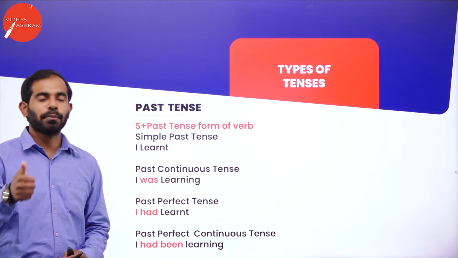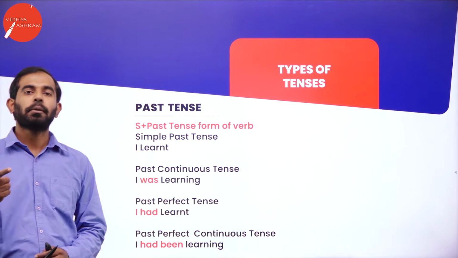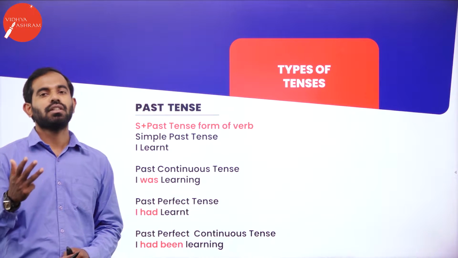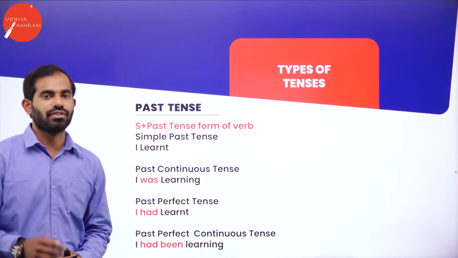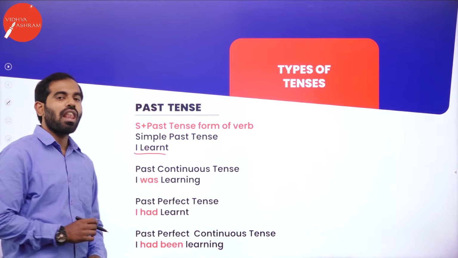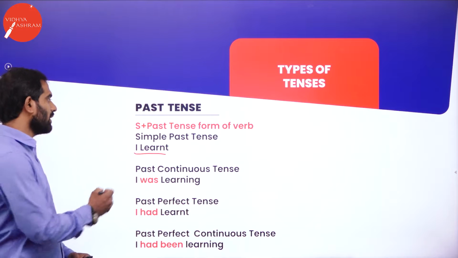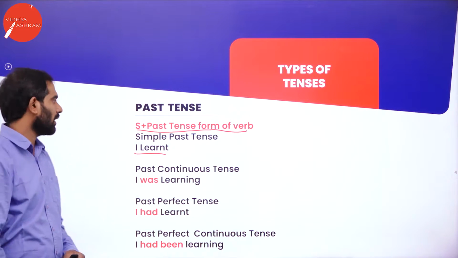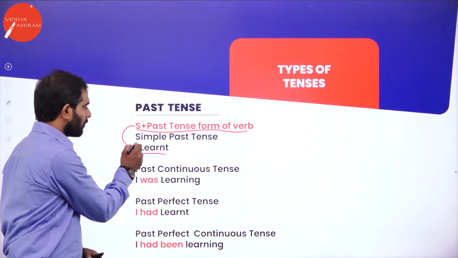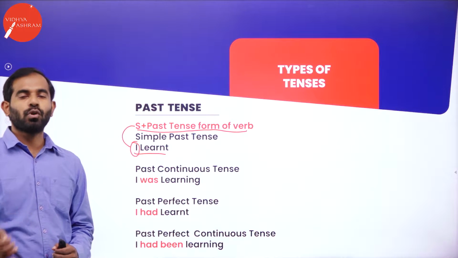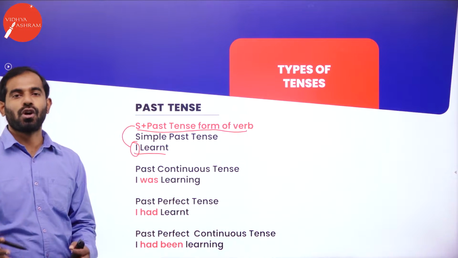First one is simple past tense, second one is past continuous, third one is past perfect, fourth one is past perfect continuous tense. In simple past tense, I learned. Now what is this I learned and what are these words which are in red color? S stands for subject. Subject could be either singular or plural. It could be noun or pronoun.